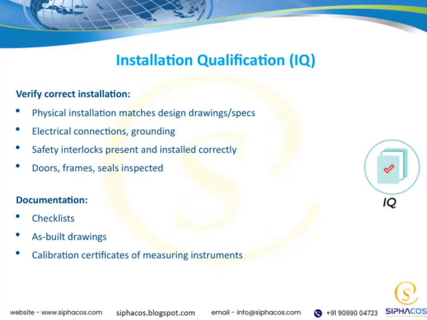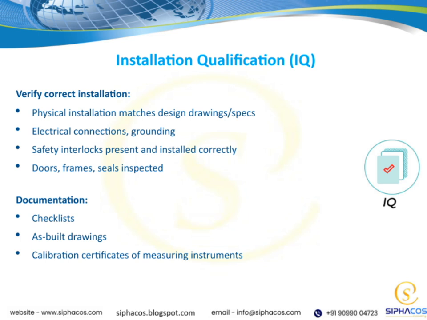Let's talk about installation qualification, or IQ. This is a crucial step to ensure that everything has been installed correctly and aligns with our design plans. First, we need to verify that the physical installation matches the drawings and specifications we initially approved. This means checking that all components are in the right place and installed as intended.